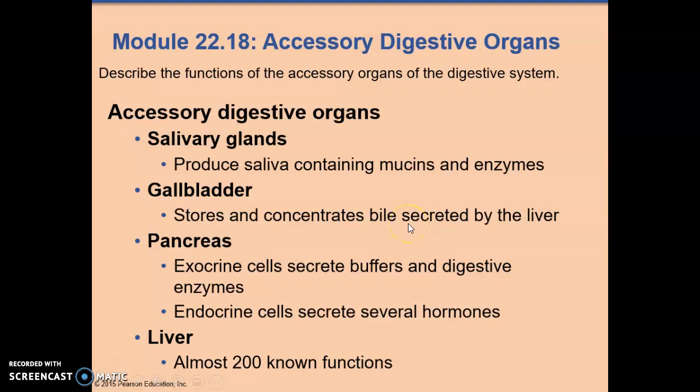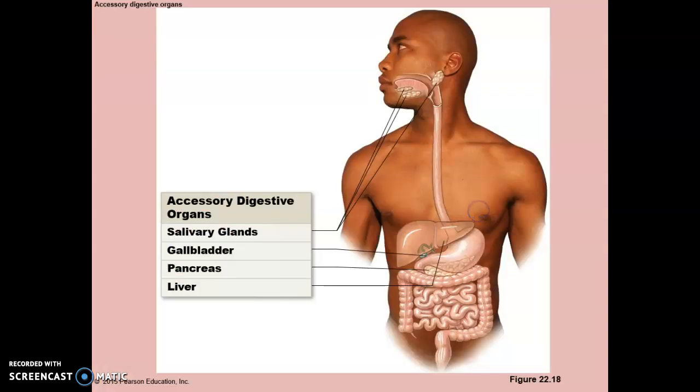On to the accessory digestive organs. These include salivary glands, the gallbladder, the pancreas, and the liver. And no, you do not have to memorize 200 known functions of the liver. So know the location of your salivary glands, gallbladder, pancreas, and liver.